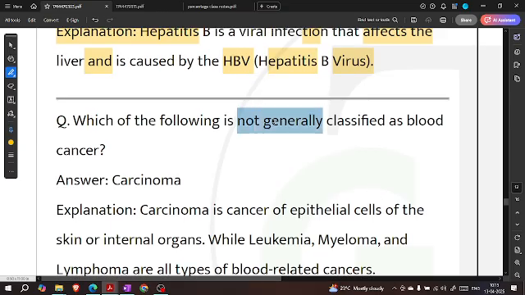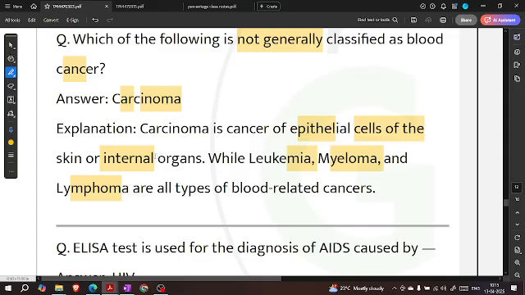Which of the following is not generally classified as blood cancer? Carcinoma. Carcinoma is a cancer of epithelial cells of the skin or internal organs, while leukemia, myeloma and lymphoma are all types of blood-related cancer.